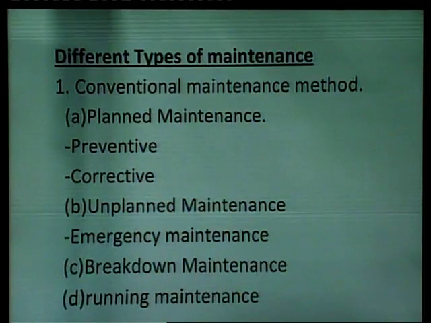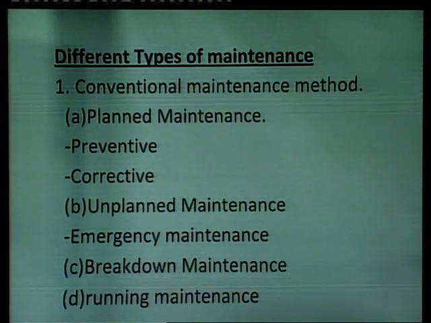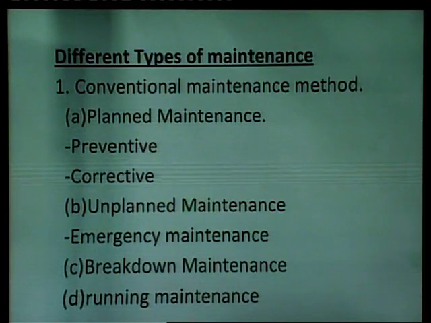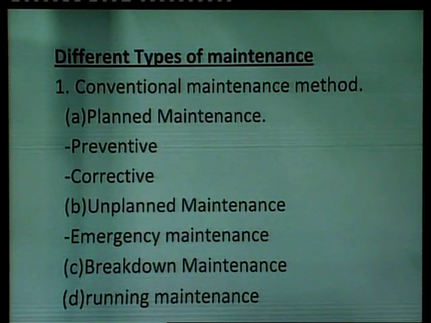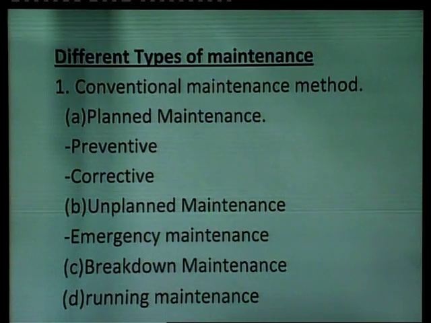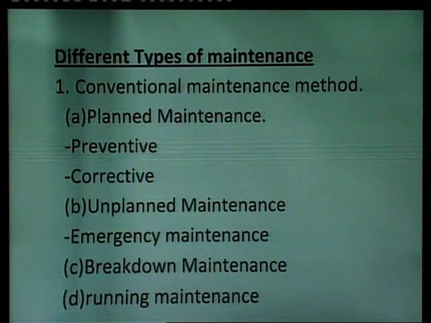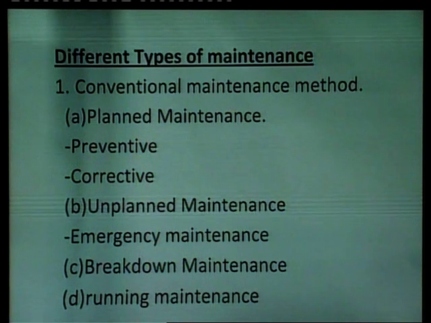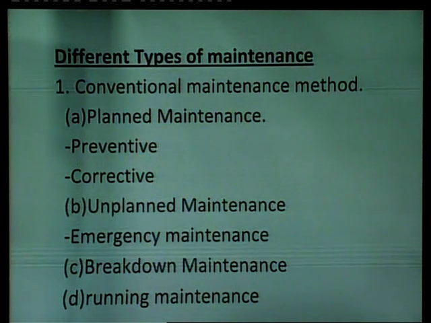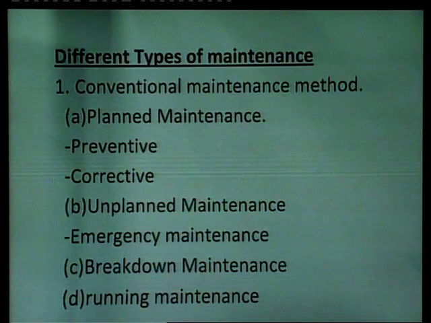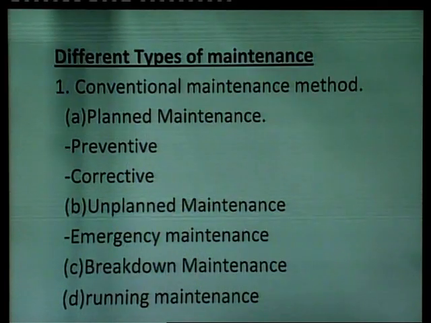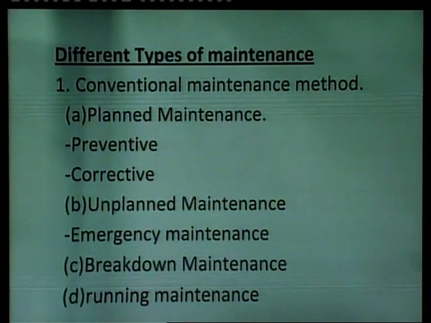Next part is, so we now deal with conventional maintenance methods. First one is planned maintenance. In planned maintenance, the maintenance action which is carried out with some forethought, prior planning, record keeping and control actions is called planned maintenance. So planned maintenance is a foresight planning. Planned maintenance methods are of two types. First one is preventive and second one is corrective.